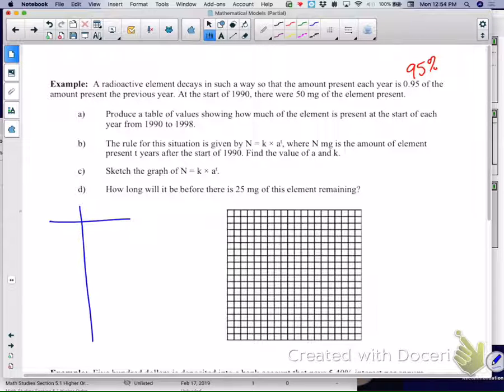So we're going to make a table here. This is going to be our year and our amount. So in 1990, we have 50 milligrams.